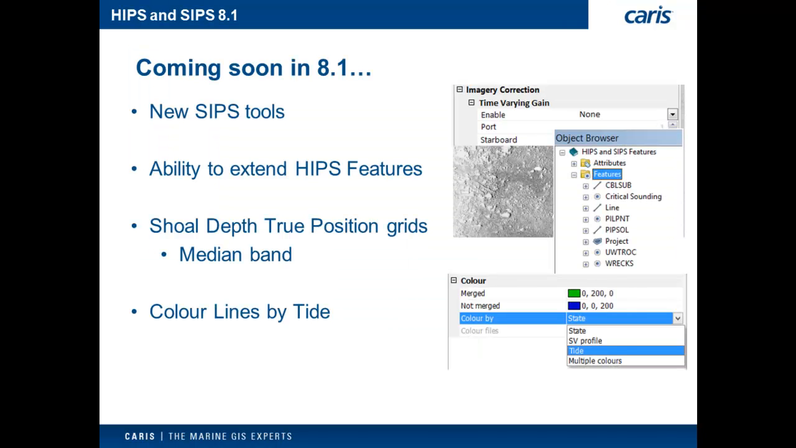Okay, so just before we finish up, we thought this would be a great time to mention some of the new features coming in HIPS and SIPS 8.1 this summer. The biggest changes you'll see are on the SIPS side. We've basically rebuilt our tools from the ground up for processing side scan imagery. First, we've enhanced our format support to support 32-bit imagery instead of 8-bit, which means a better quality product out the other end.